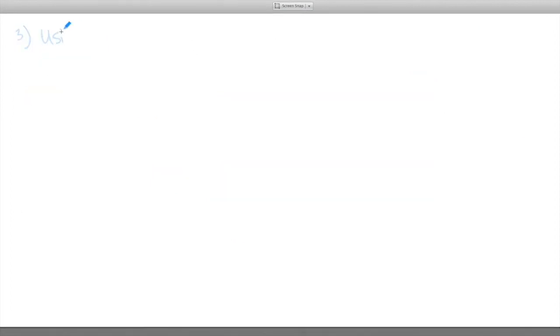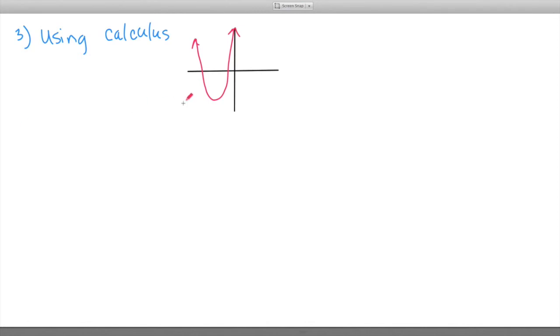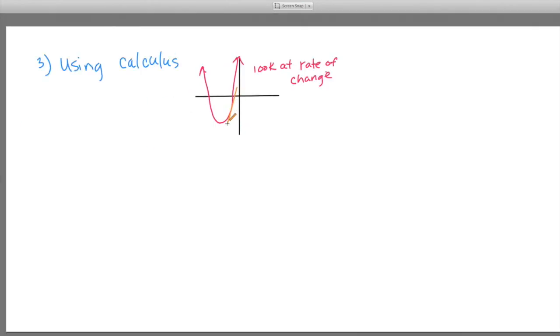Now the last way we're going to look at is using calculus, and we're going to use that instantaneous rate of change. So we want to look at a parabola and examine what's happening with the slope. If we've got a parabola right here, the slope is changing. As we get closer to the vertex of the parabola, our slope is getting less and less steep until we hit the very bottom of that parabola, in this case at that vertex, and the slope is 0.